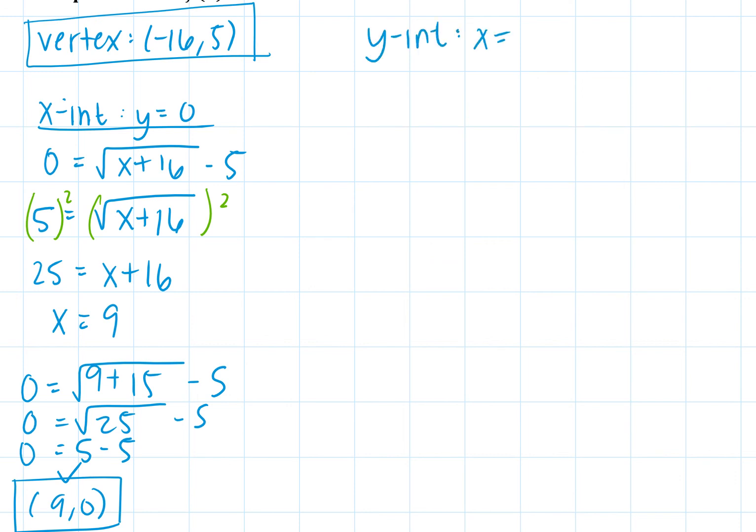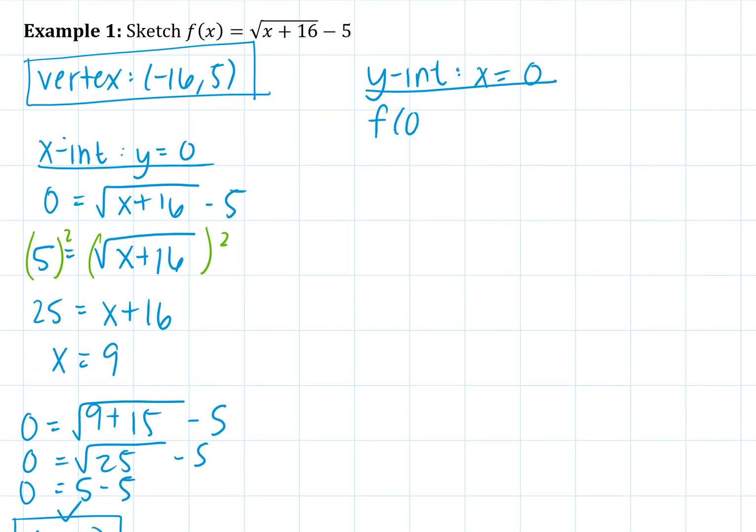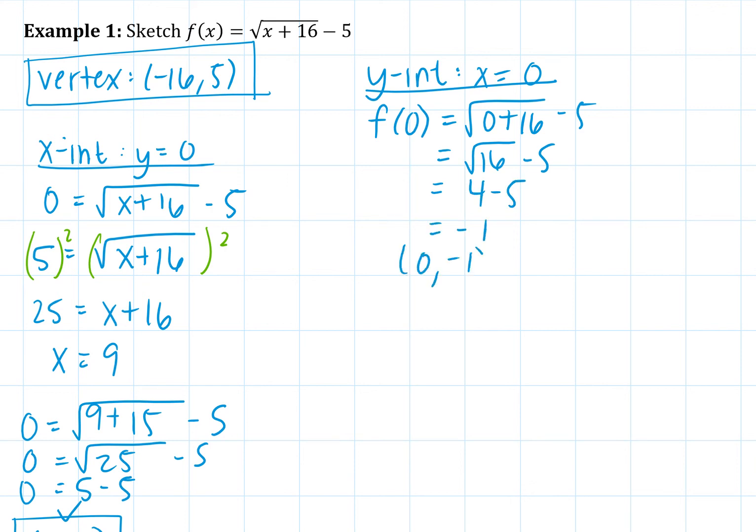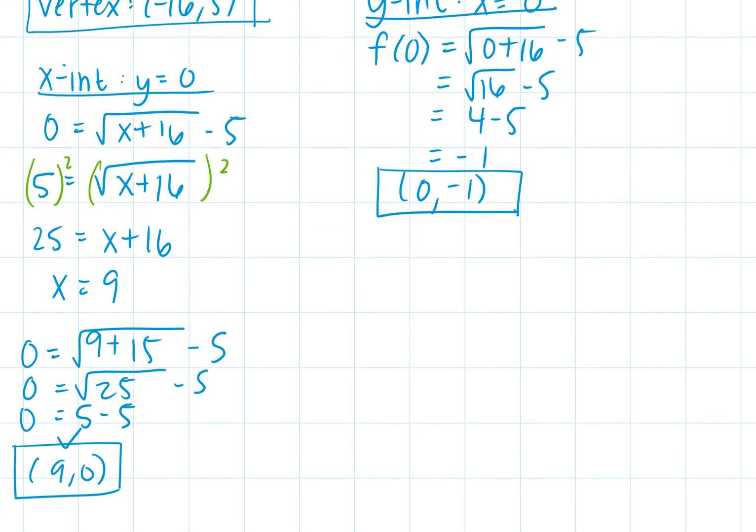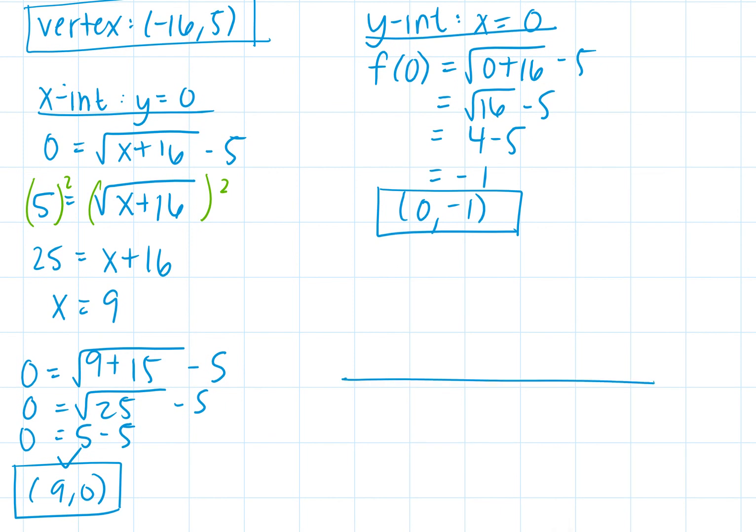We also want to find the y-intercept by setting x to 0. So f of 0 equals the square root of 0 plus 16, minus 5. Now, you're not going to get any extraneous solutions here because you didn't solve anything. You didn't move terms around. Rather, you just evaluated, meaning found the value of them. But if you would like to double check, by all means, be my guest.